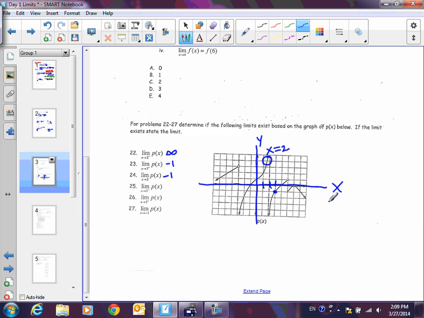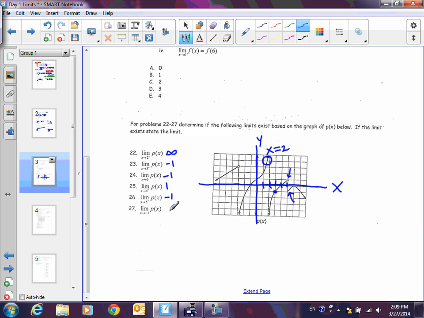Okay, so 5 is the next one. The limit as x approaches 5 from the left, that would be up here. Even though there's a hole there, that's okay. You can still have a limit at a hole. 1. And what about 5 from the right? Negative 1. So does the limit as x approaches 5 exist? No, just 5. No, because these two are different.